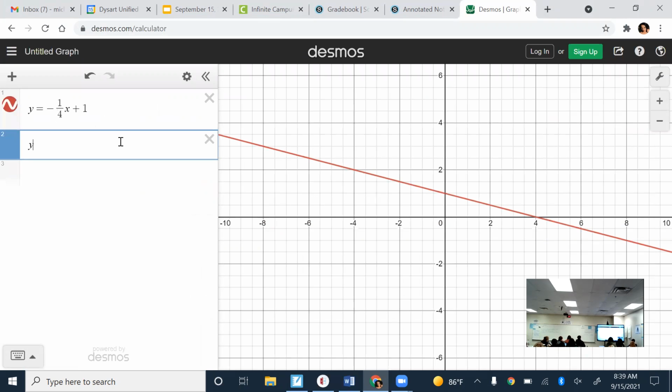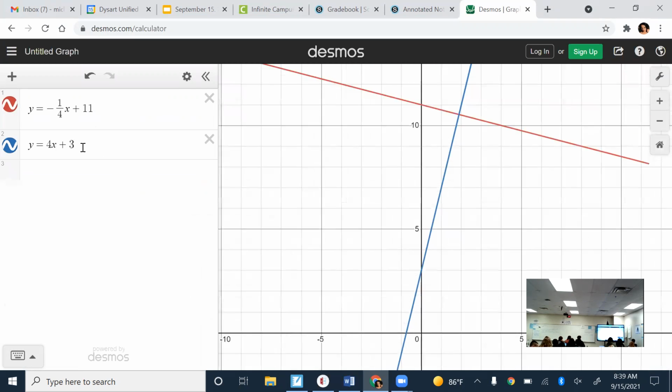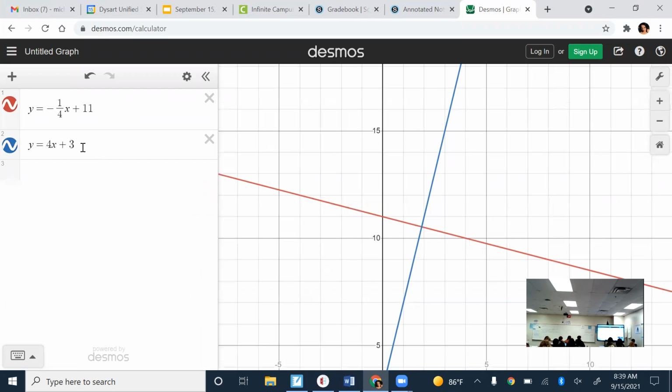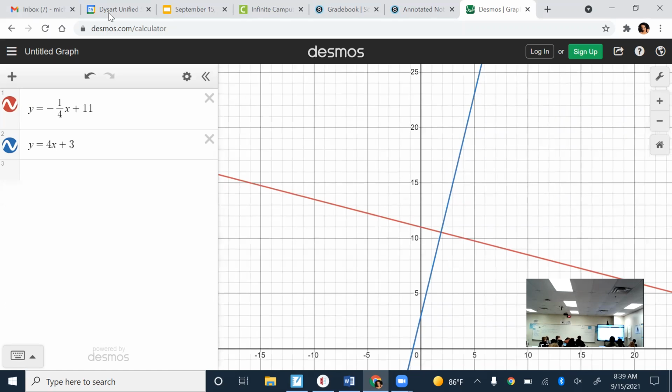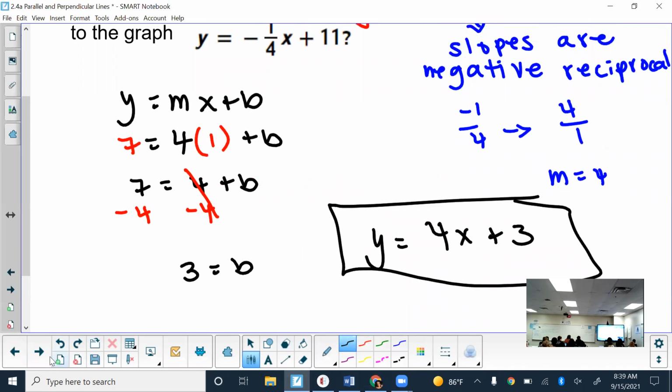+1, and then plus 11, sorry. And then we had y equals 4x plus 3. Does it look like they're perpendicular to each other? Yes, right? Perpendicular lines cross and they meet at a 90-degree angle. So yeah, it looks like we did it right. Questions? All right, so then that's just like an FYI.